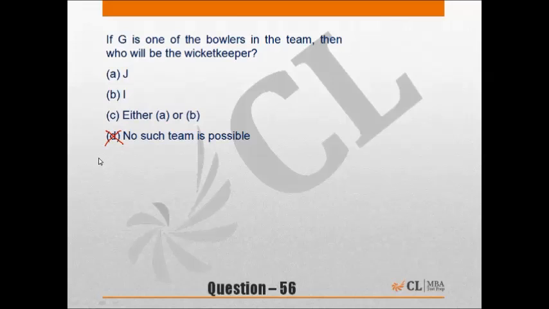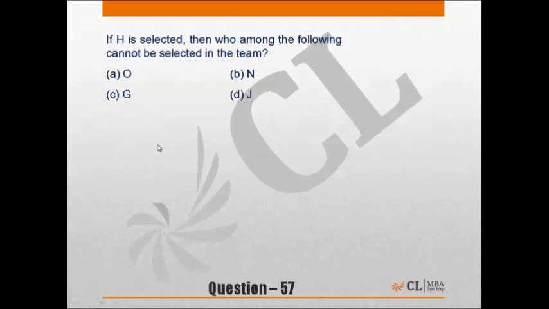If G is one of the bowlers, who will be the wicket keeper? There are only 2 wicket keepers possible, either I or J or both. So these are the only options. No such team is possible, because one wicket keeper is essential to be in the team.